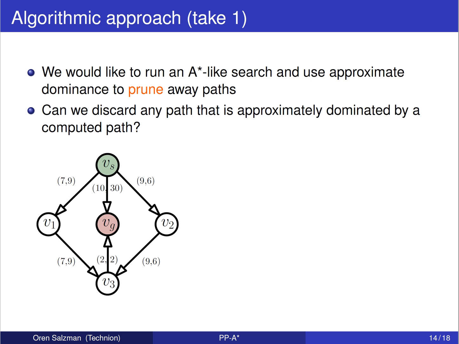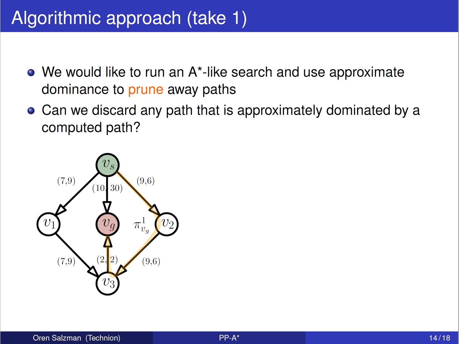So to answer this question, let's look at this toy graph. We have here the start vertex in green, the goal vertex in red, and each edge has two cost values. In this specific example, we have three paths connecting the start and the goal.